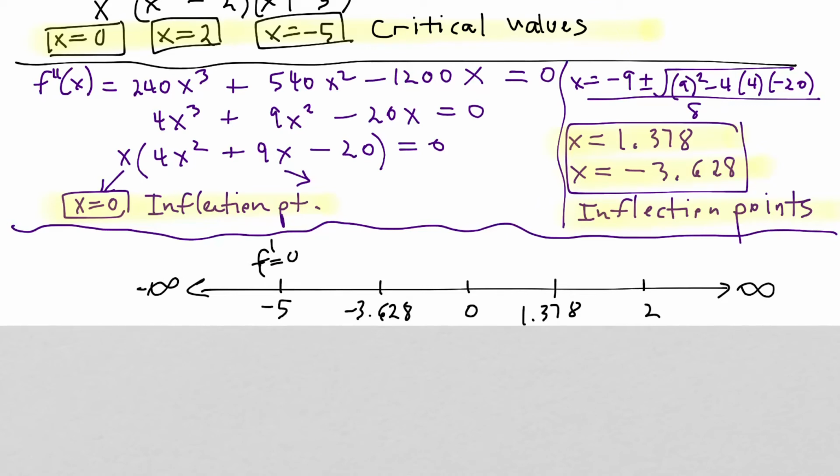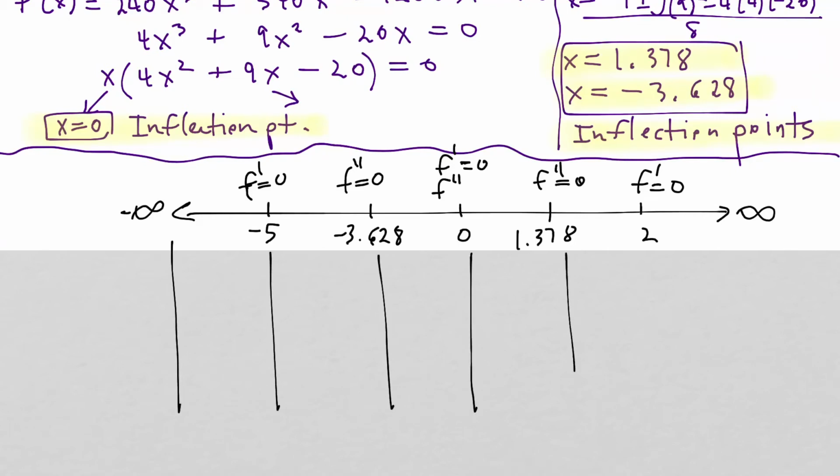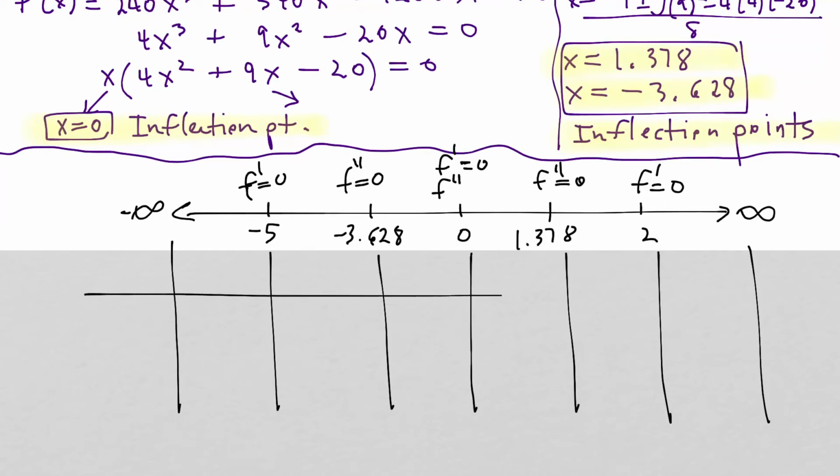I always like to put this on top, helps when you're analyzing what's going on in the intervals. Right here, this was where f prime and f double prime were 0. Here, f double prime is 0, and here, f prime is 0. All right? So now I've got my intervals. So this is a fifth order polynomial, so we can have more things happening as far as ups and downs in the graph, right?